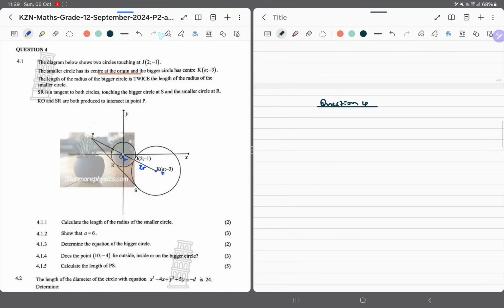Okay, great. So I don't know what happened here. This one just went away somehow. All right, not a big deal. Now we're told SR is a tangent to both circles. So what do we know about tangents, guys? We know that a tangent meets the radius at 90 degrees.